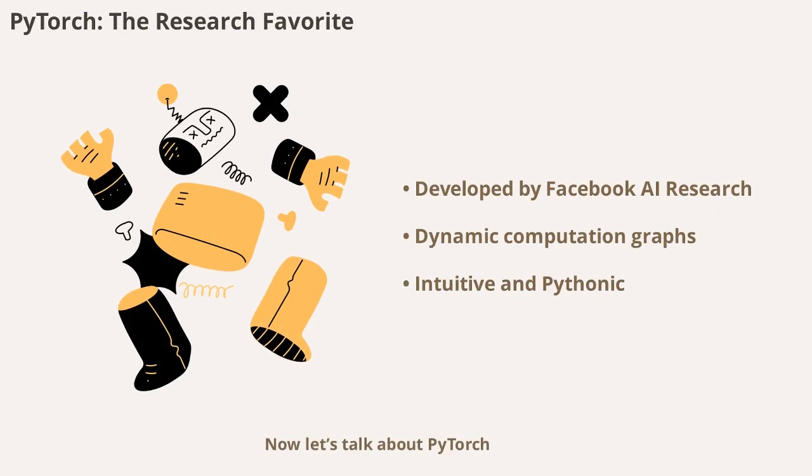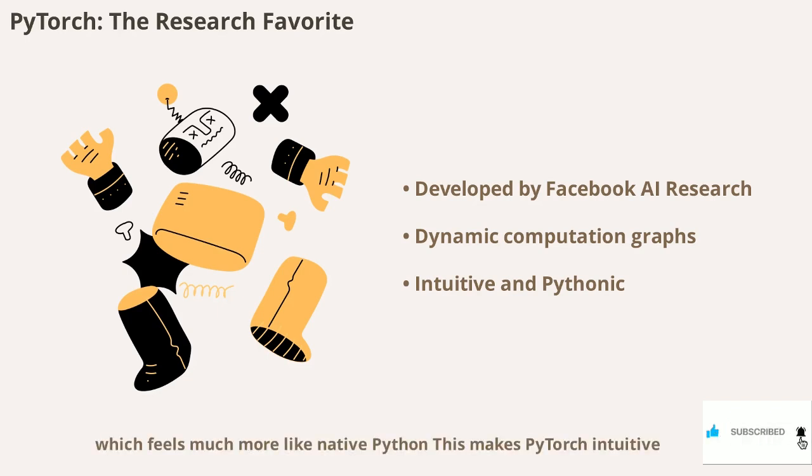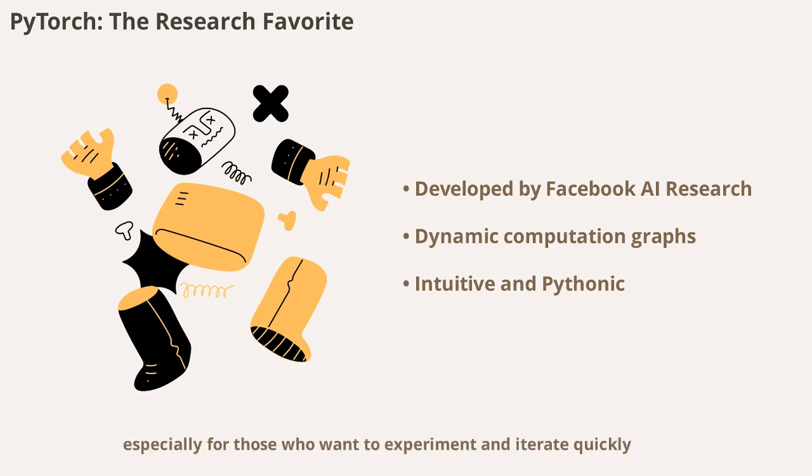Now, let's talk about PyTorch, developed by Facebook's AI Research Lab and released in 2016. PyTorch is known for its flexibility and ease of use, making it a favorite in the research community. It uses dynamic computation graphs, following a define-by-run paradigm, which feels much more like native Python. This makes PyTorch intuitive, especially for those who want to experiment and iterate quickly.